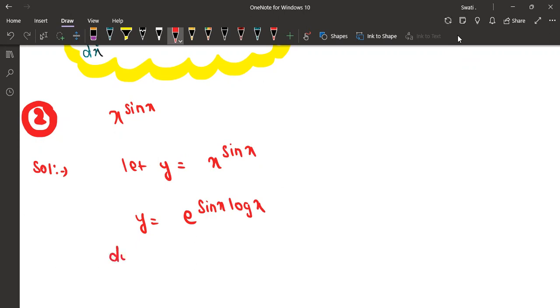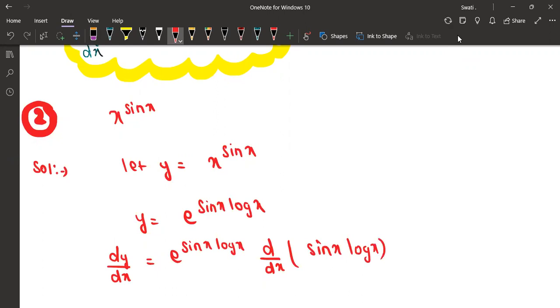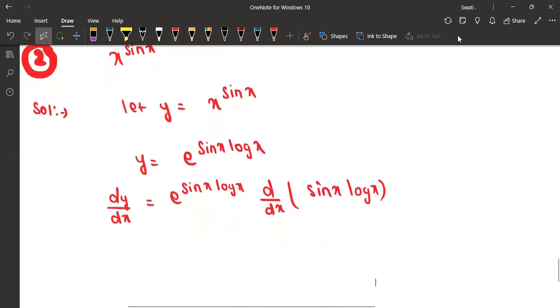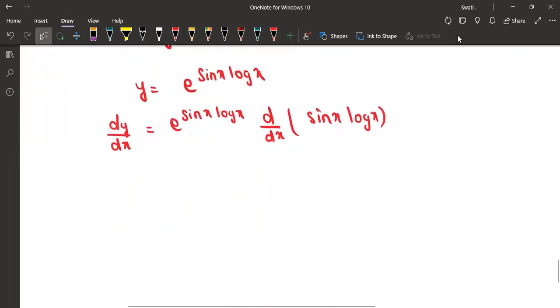Now we'll do the derivative. So this will become dy dx. The derivative of the exponential function is as it is, that is e raised to sin x log x, same. And then by chain rule, we have to do the derivative of sin x log x, right? Here, remember one thing: I'm not writing the formula again and again, but you have to write down the formulas every time for other questions.